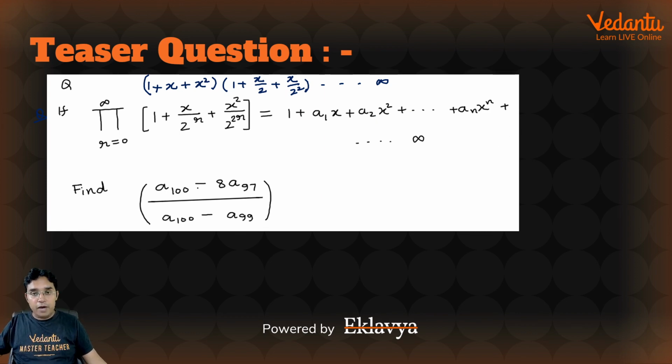Then you have to find the value of this expression: A100 minus 8 A97 upon A100 minus A99. One very challenging problem, very good question. Please try it. You will have fun in this question.